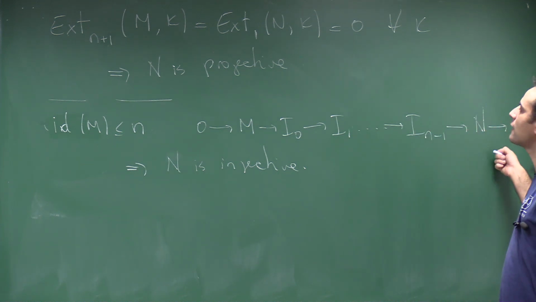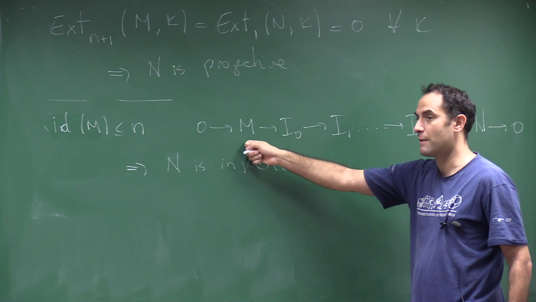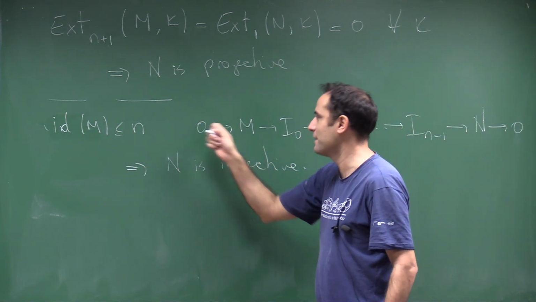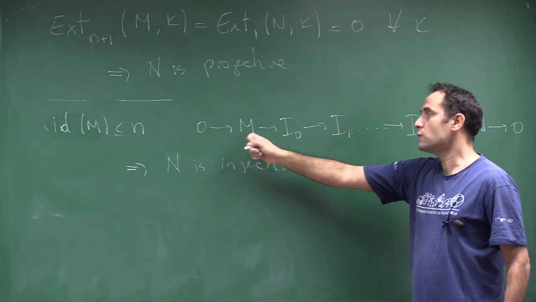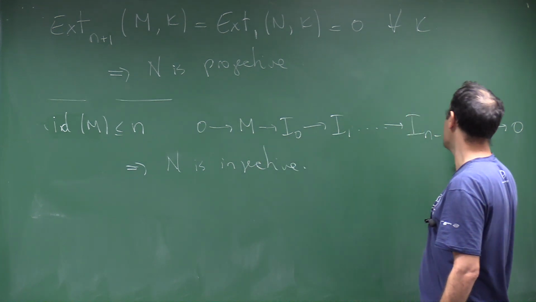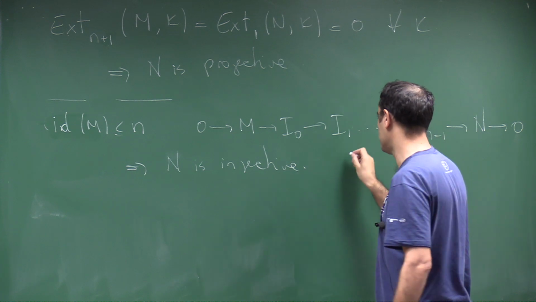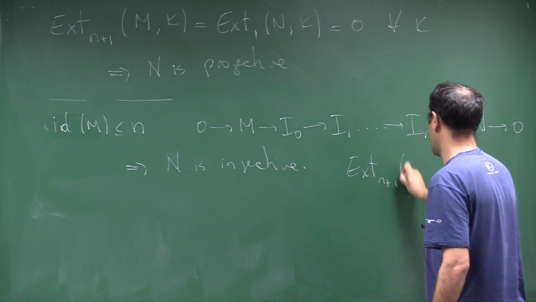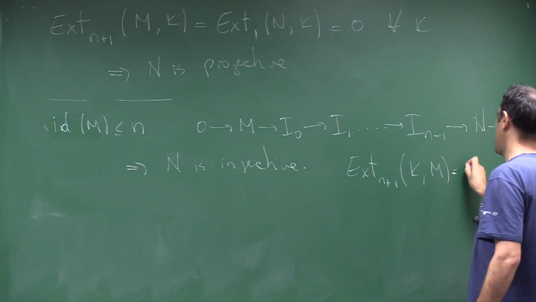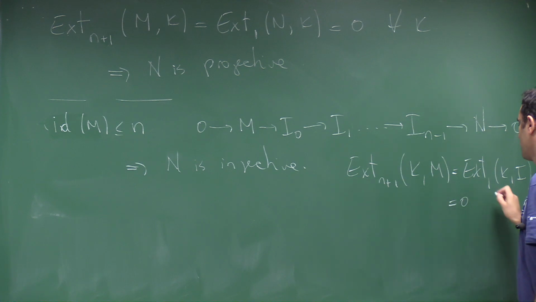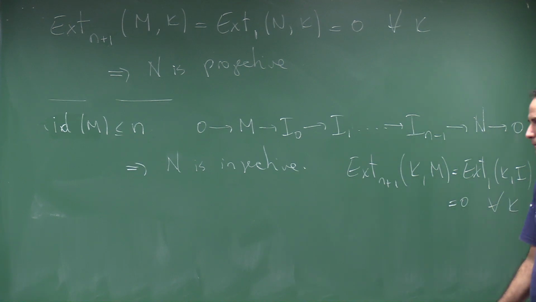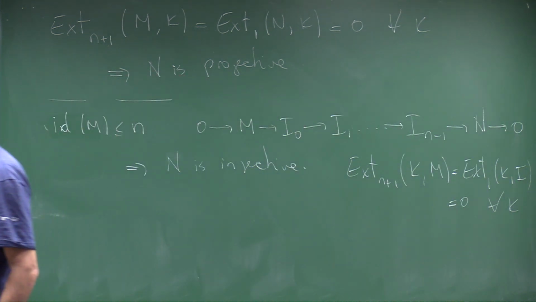If N is injective, then clearly this tells you that the injective dimension of M is less or equal than n, but also by taking Ext^{n+1}(K, M), for any K, is the same thing as Ext^1(K, N), and this is 0 for every K. And again, it's 0 because of that lemma there, that if the projective dimension is n, then these Ext are all zeros.